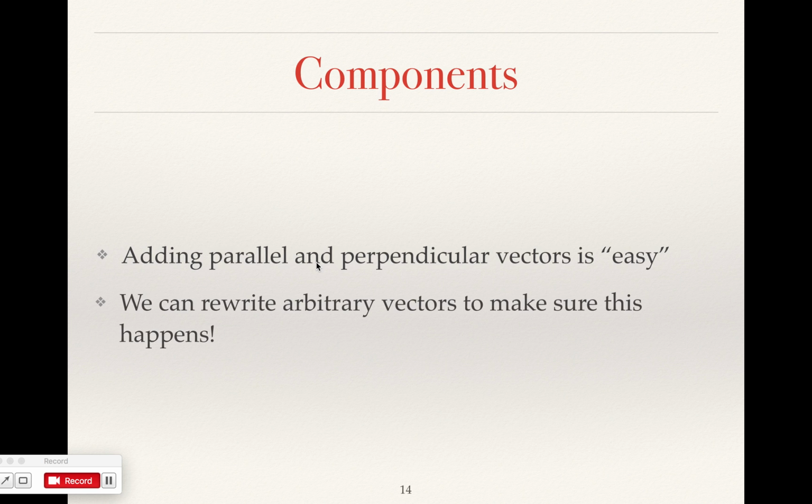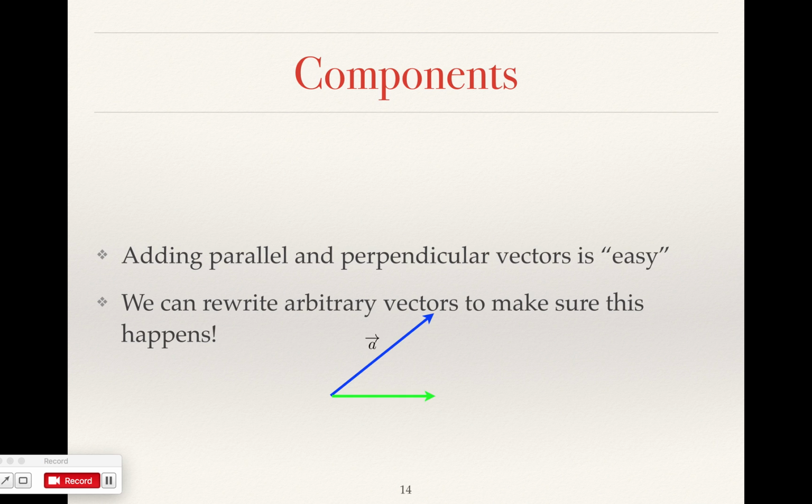So the idea behind components is that you rewrite any arbitrary vector pointing off in some random direction to make sure that all of your addition and subtraction boils down to adding parallel and perpendicular vectors. So that's the point. Let's say we have some vector, the vector in blue here, pointing off in some random direction. This is vector A. We're going to write this vector A as the sum of two different vectors.